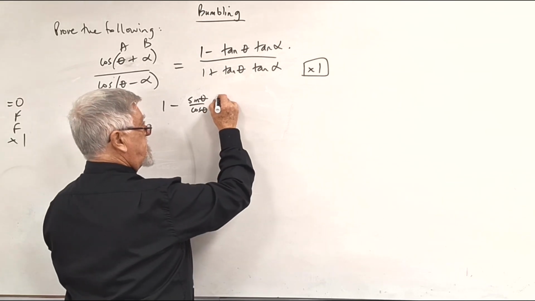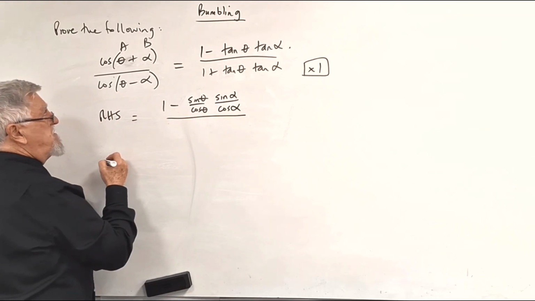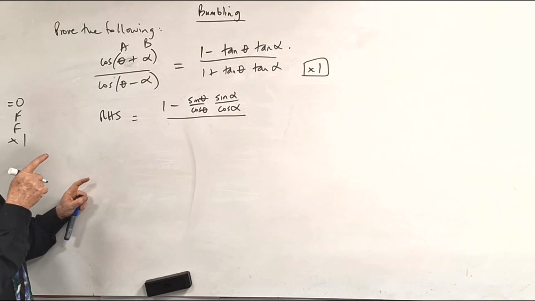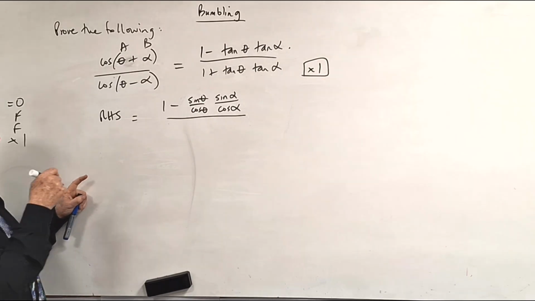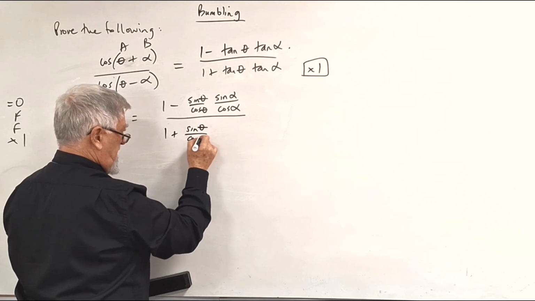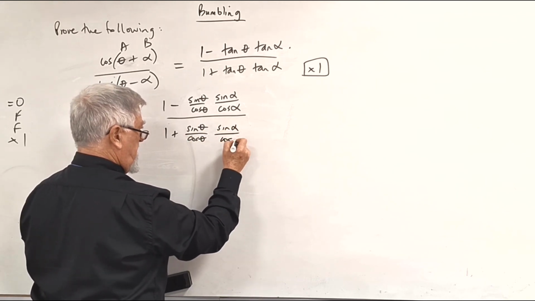So this will be sine, and you might look at this and go, oh, Mr. P, that was so much easier. Did some of you say to start with the right hand side first? Does it look yuckier? I don't know. 1 plus sine theta over cos theta, that's going to be sine alpha over cos alpha.